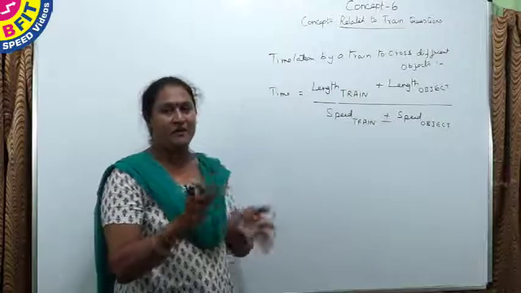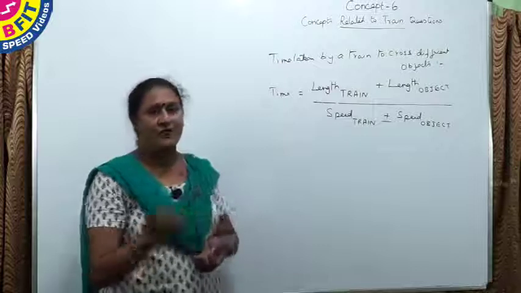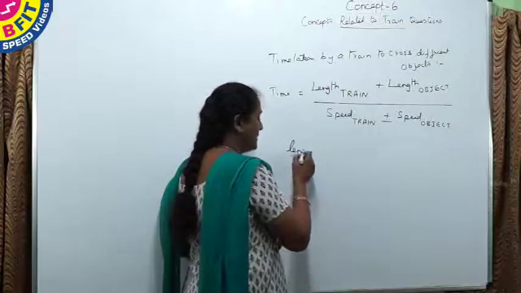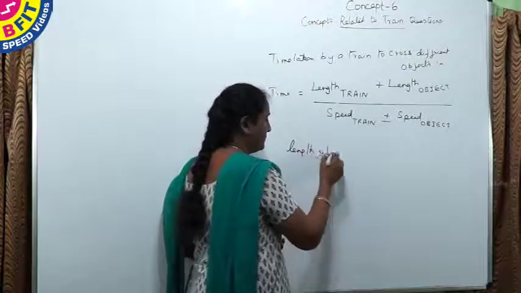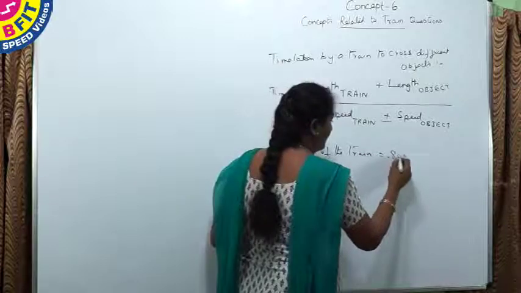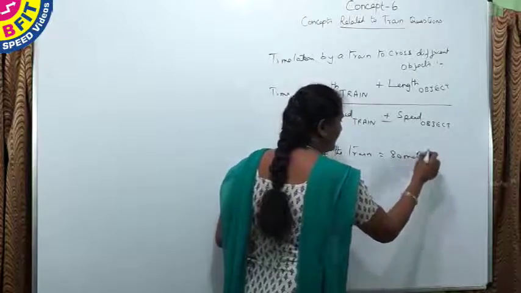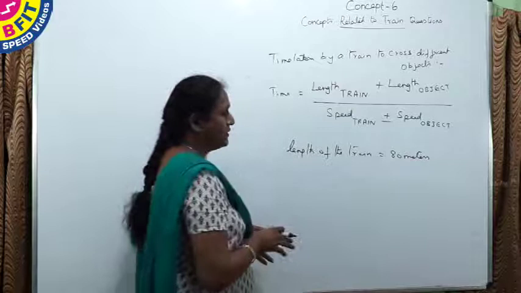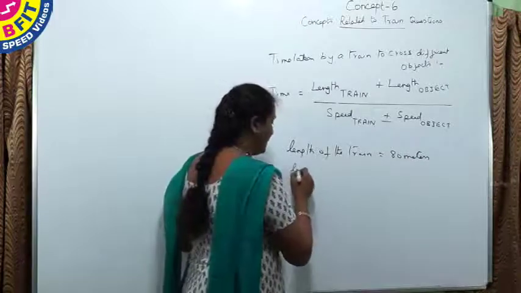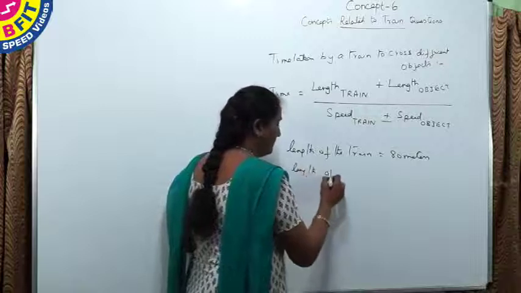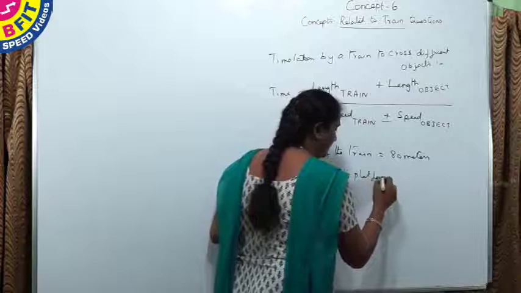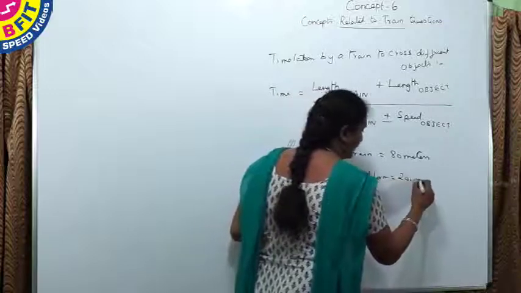So using this basic formula, we'll work out a few examples. Suppose length of the train is given as 80 meters. So this train is crossing a platform of 200 meters. So length of the platform is 200 meters.